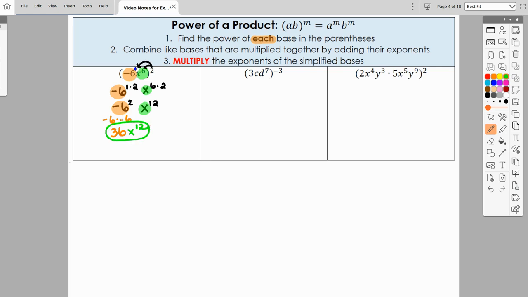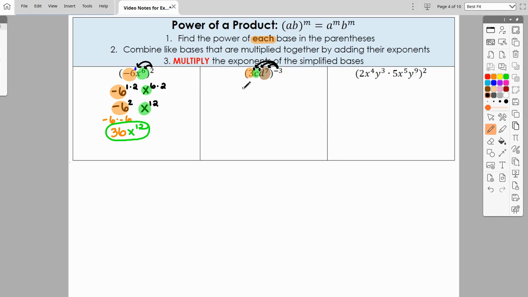Same way to start the next example, we go ahead and find all the bases inside. The number ones like 3, as well as the letter ones like C and D. From here, we notice that we have the negative 3 outside that will get multiplied to each exponent. Again, find those exponents. So let's put a 1 exponent on my base of 3, a 1 exponent on my base of C, and D already has that exponent of 7. Negative 3 gets multiplied to every single one.